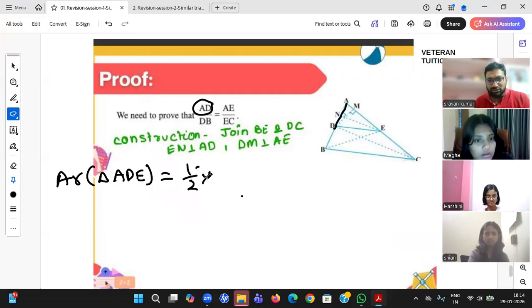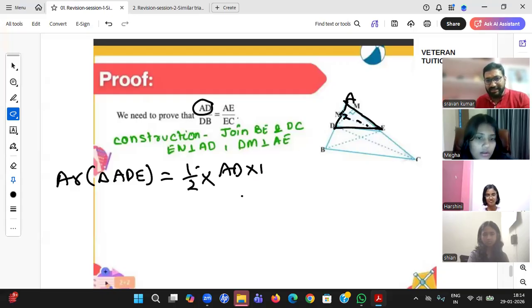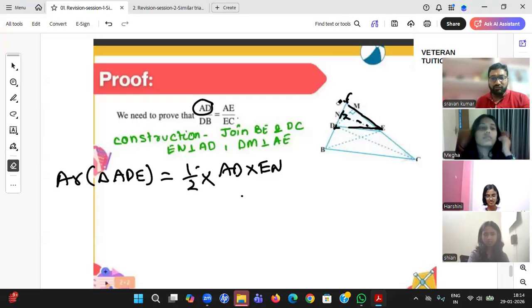Yes, exactly. You see, student, she is telling ADE. Half into base into height. What is the base then, Mega? AD is the base. You can see, student, 90 degrees is lying on AD. So AD is the base and height is EN. EN, 90 degrees, is the height. So why did I start with that? Because I want to bring AD in the picture.